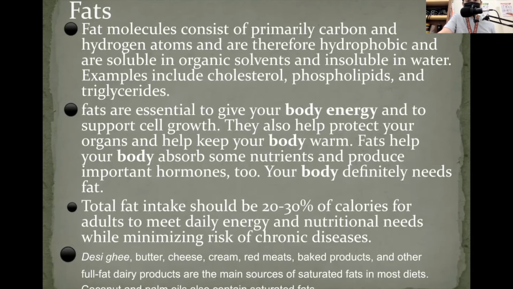These are examples of foods where we can get fats. Ghee, butter, cheese, cream, red meats, baked products, and other full-fat dairy products are the main sources of saturated fats in most diets. Coconut and palm oil also contain saturated fats.